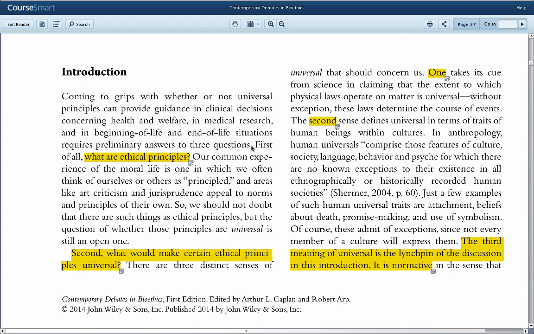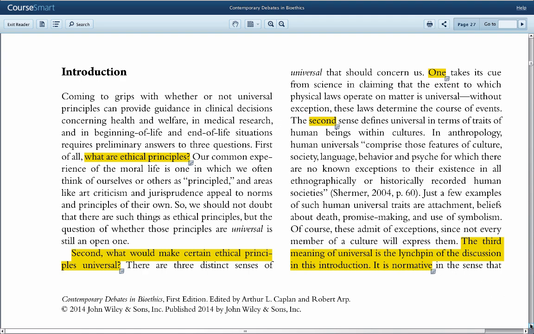All right, Decker's introduction says we need to start with three questions. First of all, what are ethical principles? Decker wants to say we should not doubt that there are ethical principles, but we should still question whether they are universal. The second question is what would make certain ethical principles universal? Here there are three different ways you could explain what you mean by universal, and he says the third meaning of universal is the linchpin or key of the discussion in this introduction.